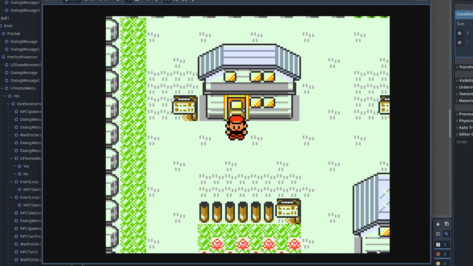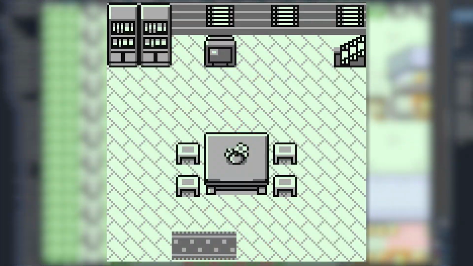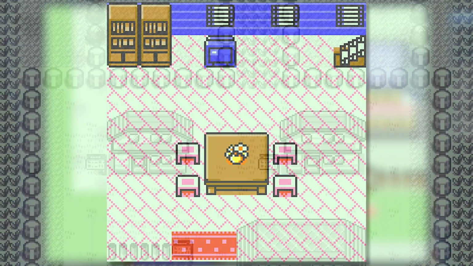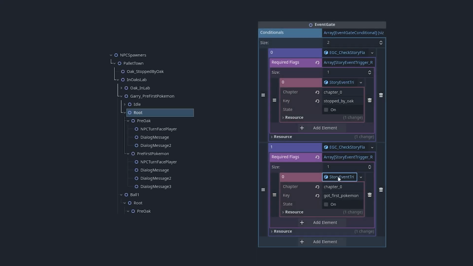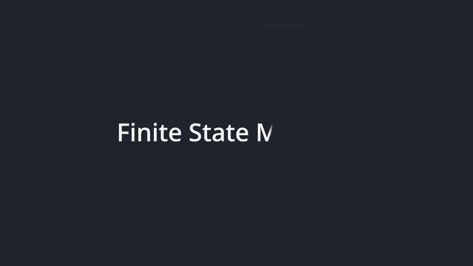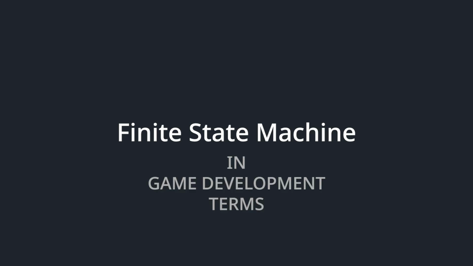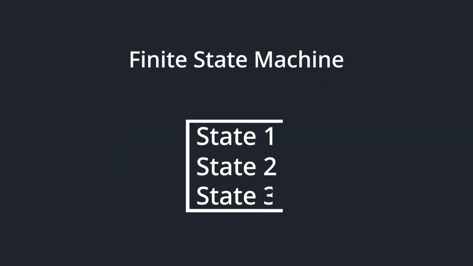What's up, everyone? I recently posted a video about my progress remaking Pokemon Red and Godot, and how the whole game is built upon the underlying event system, and I was asked about the state machine that powers my NPCs. For anyone who may be unfamiliar, a finite state machine in game development terms is just a structure of defining logic which can only exist in a single state at any given time.